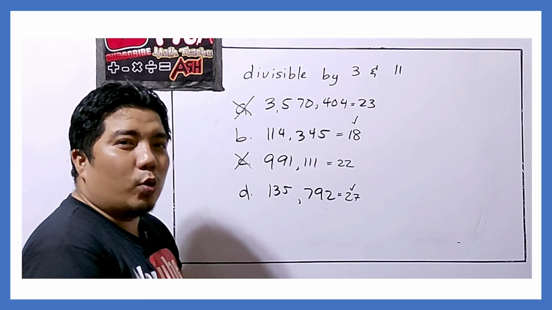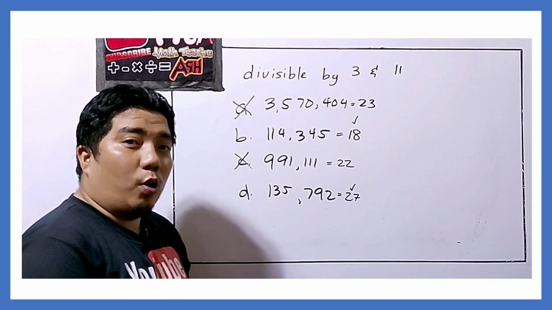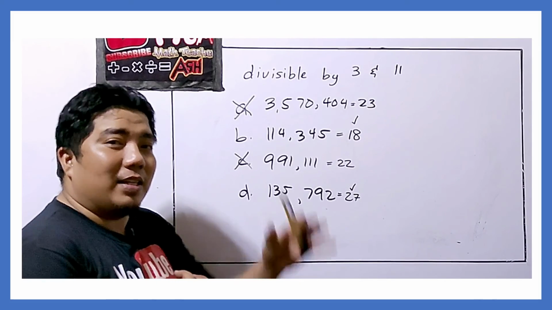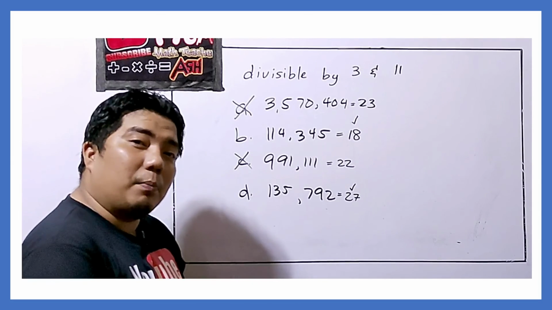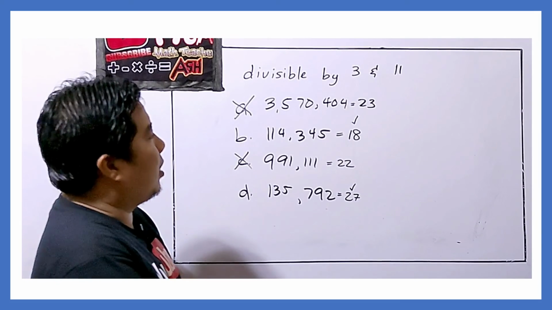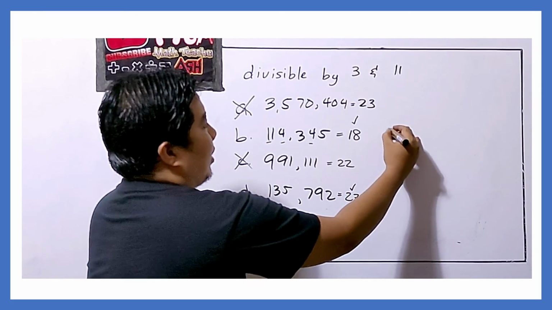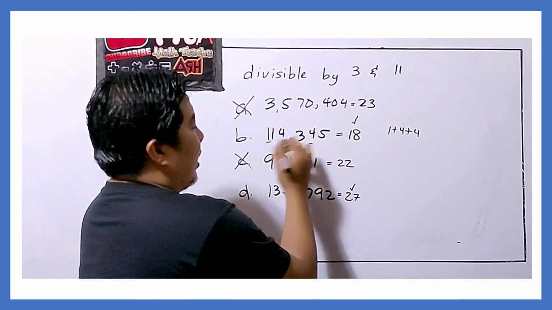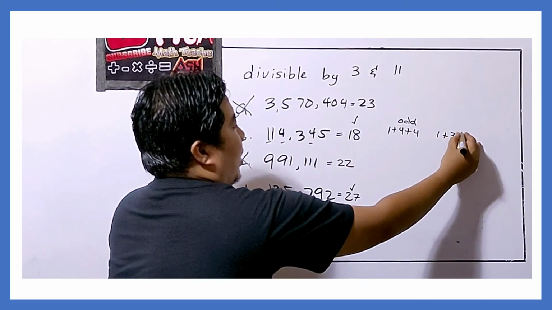Now, what is the technique in knowing that a number is divisible by 11? For 11, what you need to do is to add all the odd-position digits and the even-position digits. When you have both sums, you subtract them. If the result is 0 or a number divisible by 11, then that number is divisible by 11. Okay, let's start. We start with the odd digits. So we have 1, 4, and 4. So that is 1 plus 4 plus 4. And then, for the even digits, we have 1 plus 3 plus 5.